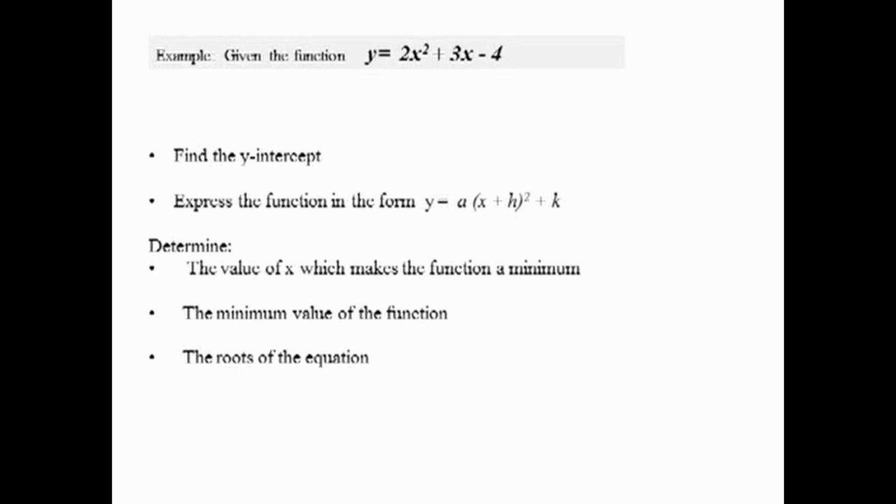Here we have a function y is equal to 2x squared plus 3x minus 4, and we're asked to find the y-intercept. We are asked to change the equation into the new form y is equal to a into x plus h all squared plus k. We are then asked to determine the coordinates of the minimum value and the roots of the equation. Now, as stated earlier, we merely need to set x to 0 to get the y-intercept. In this case, the y-intercept is seen easily as being equal to minus 4, by setting x to 0, the other two terms will disappear.